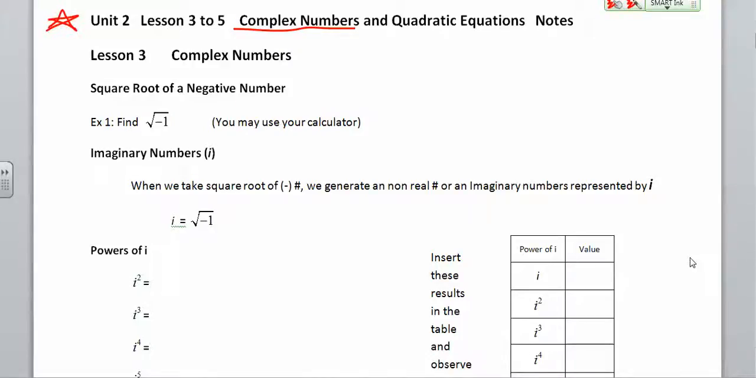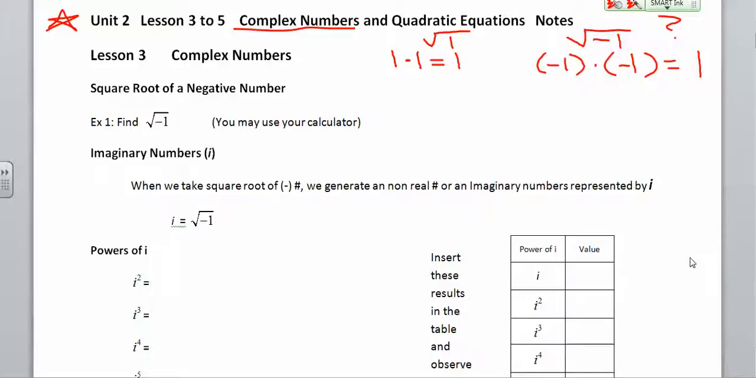So my first question is, if the square root of 1 is equal to 1, because 1 times 1, or 1 squared, is equal to a positive 1, what would be the square root of a negative 1? Well, you might think that it's a negative 1. But if we multiply out a negative 1 times a negative 1, I have a negative times a negative, and that gives me a positive 1.